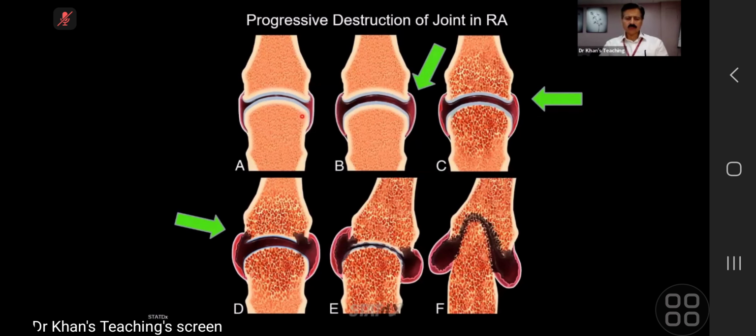So this is a joint, joint capsule, articular cartilage, and then it fills up with inflammatory material, and there is swelling. And then if you see here, there is development of osteopenia. And with that, this articular cartilage might be thin and start developing that dash-dot type of pattern. Then marginal erosions will happen. You see this marginal erosion.